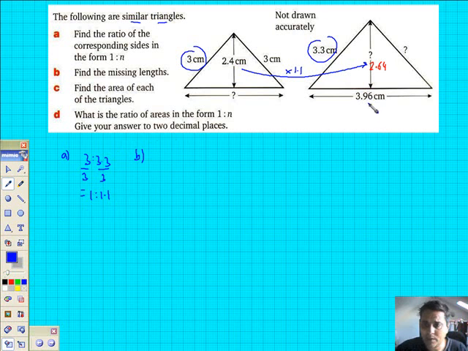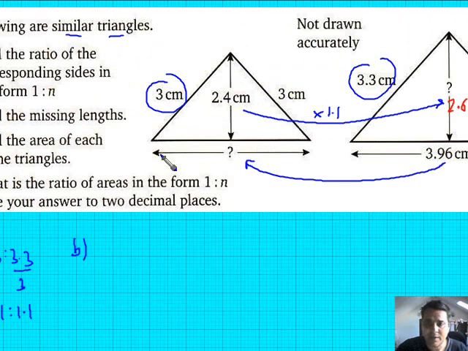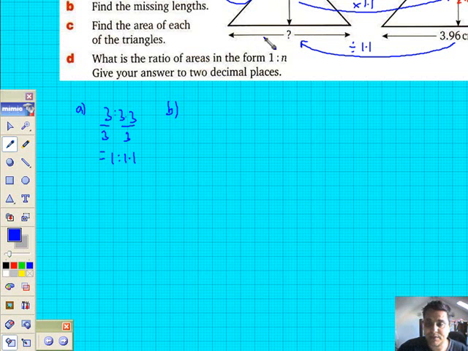Working backwards with this one, in order to scale this back down to the original base, I just wanted to divide by 1.1. So I'm saying 3.96 divided by 1.1, and that's giving me exactly 3.6 as a base. Let's put that in red. So let's do answers in red then, shall we?